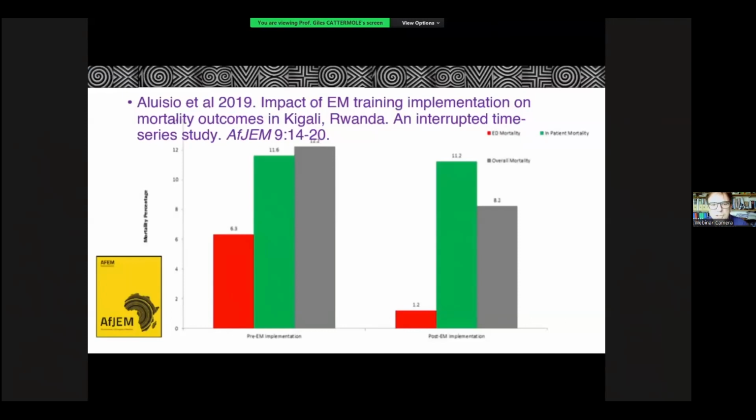This slide shows a comparison of mortality before the program started, on the left, 2012 to 13, and on the right, in the middle of the program, 2015 to 16. So there's a 3-year difference. The red column are deaths in the ED. The green column are deaths on the wards, in hospital deaths. And the grey column is overall hospital deaths, ED and wards put together. Just looking at that red figure, I know it's difficult to see the numbers on the slide, mortality fell in the ED from 6 to 1%, with quite tight confidence intervals.